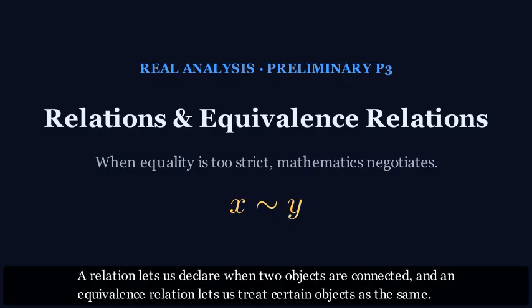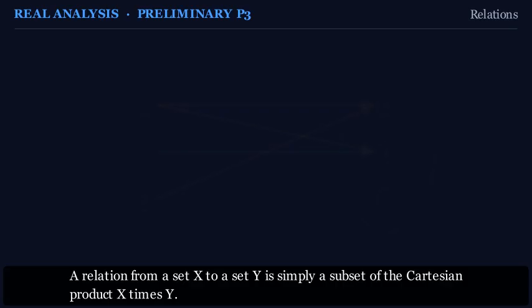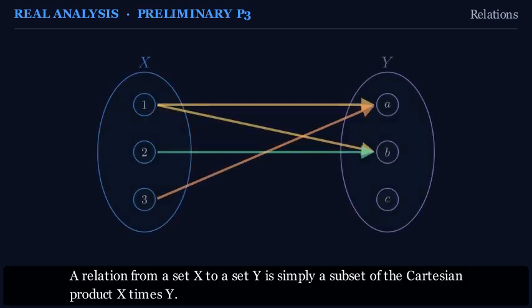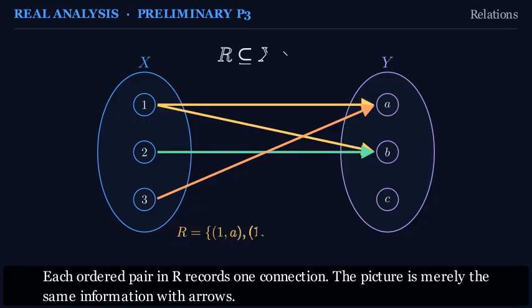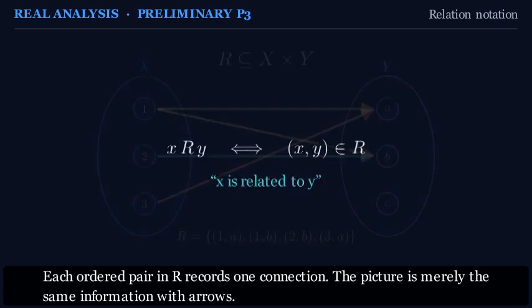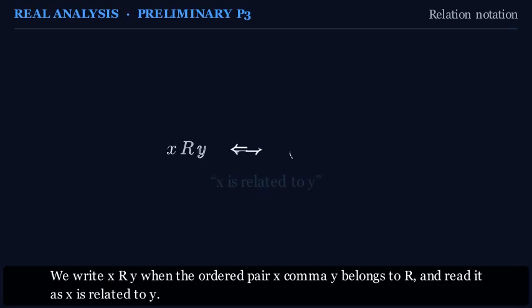the same. A relation from a set X to a set Y is simply a subset of the Cartesian product X times Y. Each ordered pair in R records one connection. The picture is merely the same information with arrows. We write X R Y when the ordered pair (X, Y) belongs to R, and read it as X is related to Y.